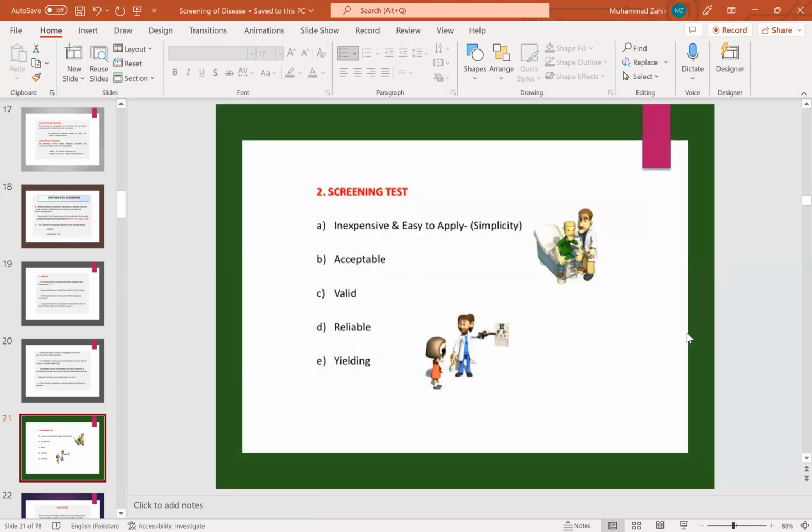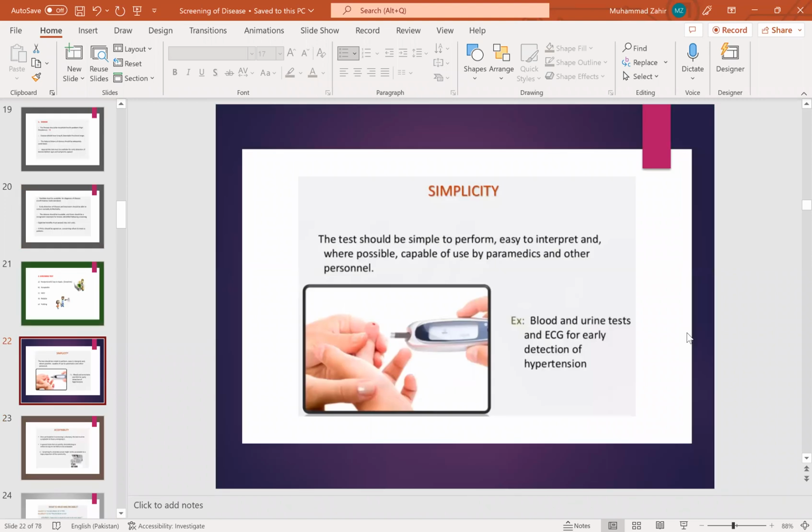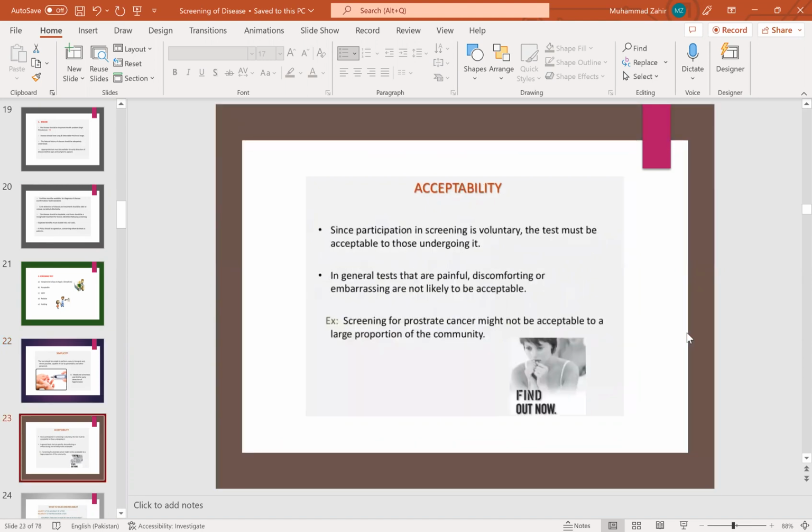Simplicity should be there. Acceptable, valid, reliable, and yielding. Simplicity. The test should be simple to perform, easy to interpret, and where possible, capable of use by paramedics and other personnel. For example, blood and urine tests and ECG for early detection of hypertension. Then comes acceptability. Since participation in screening is voluntary, the test must be acceptable to those undergoing it. In general, tests that are painful, discomforting, or embarrassing are not likely to be acceptable. For example, screening for prostate cancer might not be acceptable to a large population of the community.